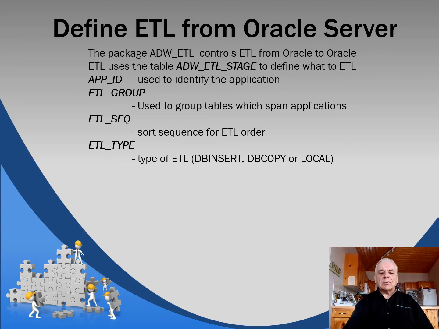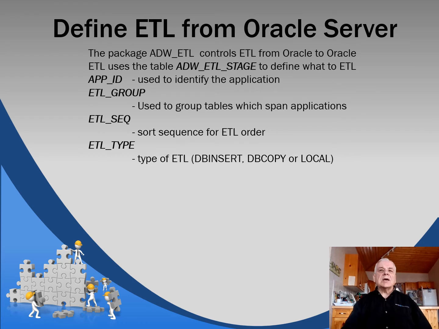The ETL type controls the type of load. Oracle can only be one of three types: DB insert, DB copy, or local. DB insert basically uses a slower process and inserts only so many records at a time. This is beneficial for remote services that are subject to failures because of proximity and Oracle downtimes, so they pull pieces of data at a time.